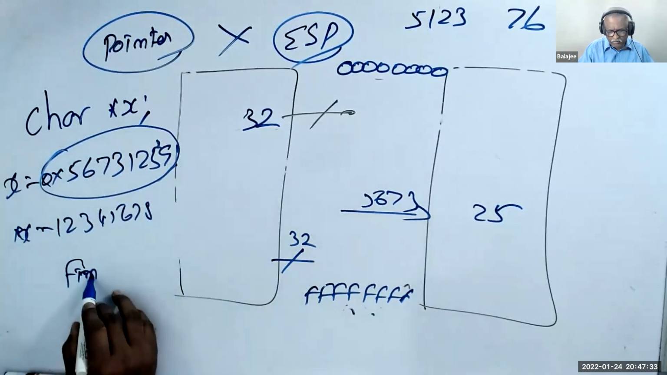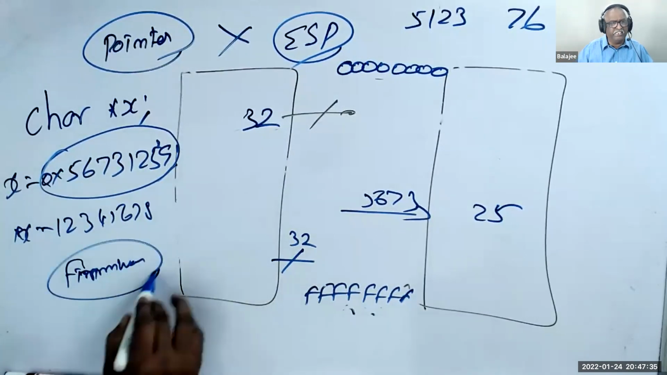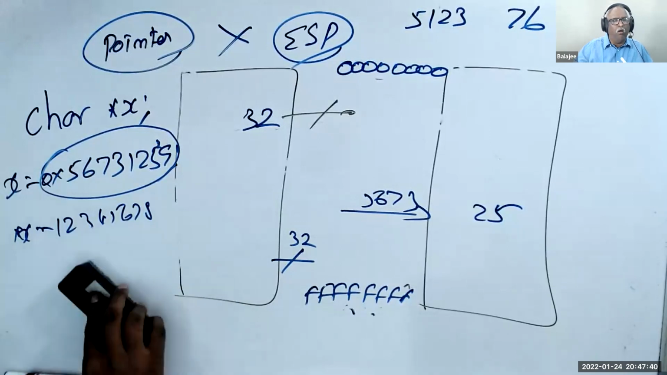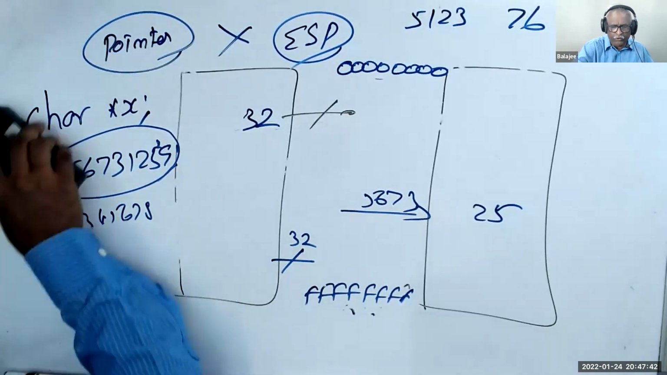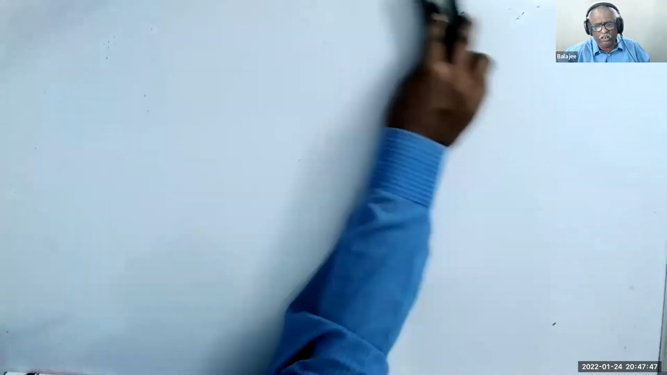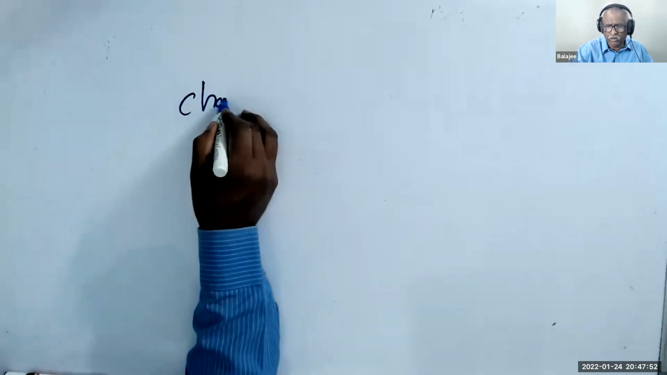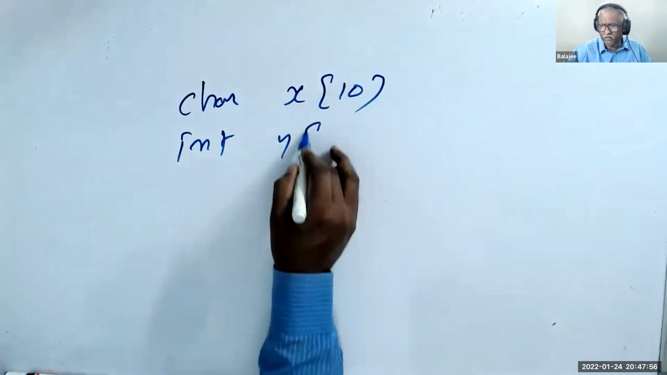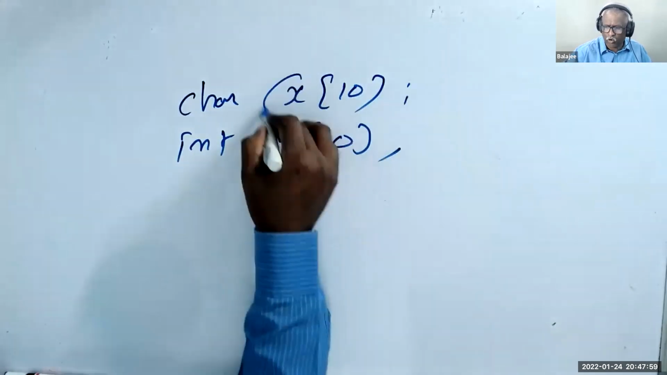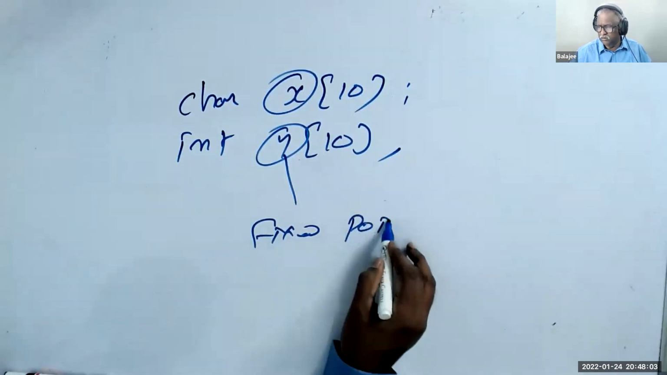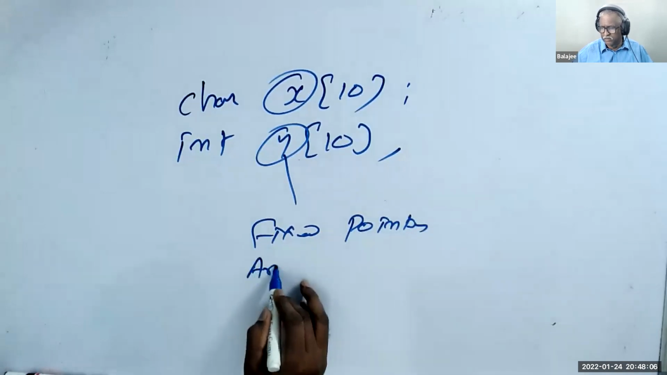That is a major advantage of firmware, which is not possible in software, because your operating system will not allow you. And this is the most important thing you have to remember. But remember the other one also. If we put char x of 10, y of 10, these are called fixed pointers or array pointers.